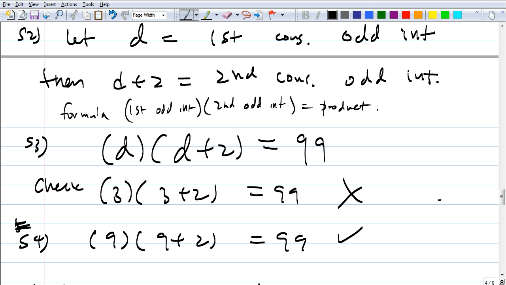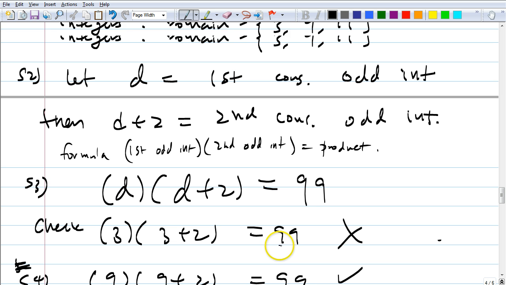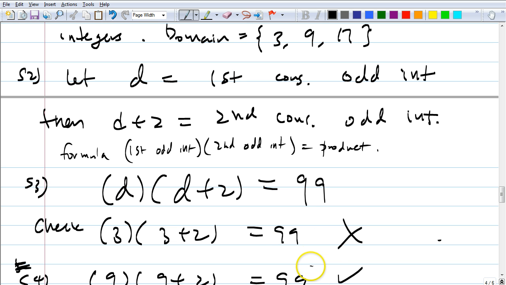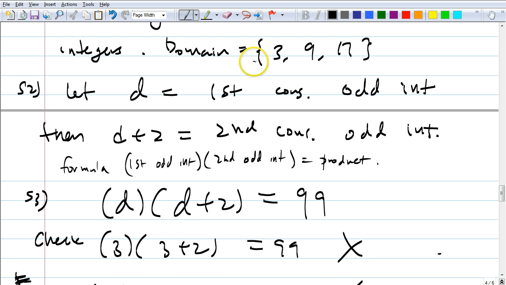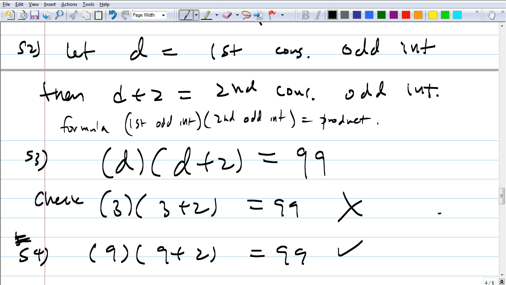What's 9 plus 2? 11. So what's 9 times 11? 99. See, it checks. That's the only one that works. Does that make sense? Because we don't know how to solve this equation, which turns out is quadratic, we don't know how to solve it yet. So that's why they gave us 3 choices. This is how it's going to be for your homework tonight. It's like a multiple choice. At the end, you plug in which one works. Are we good? Yes, sir.